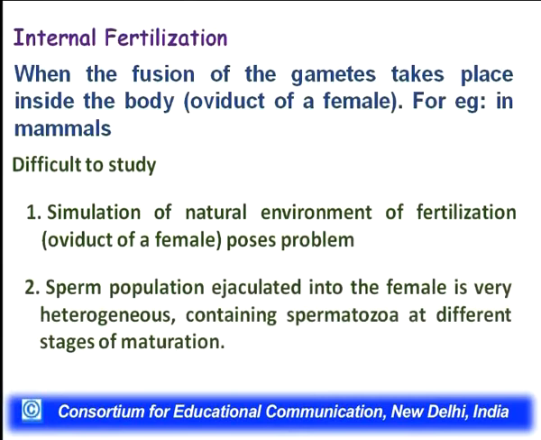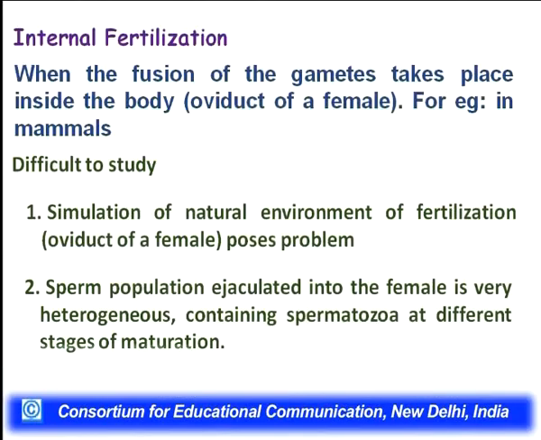The second reason why it is difficult to study is that the sperm population ejaculated into the female is very heterogeneous, containing spermatozoa at different stages of maturation. When the sperm is ejaculated into the female, they are at different stages of differentiation. We have already talked about spermatogenesis, and seen how the spermatogonial cells divide to form spermatids, and how the spermatids then finally differentiate into mature sperms.